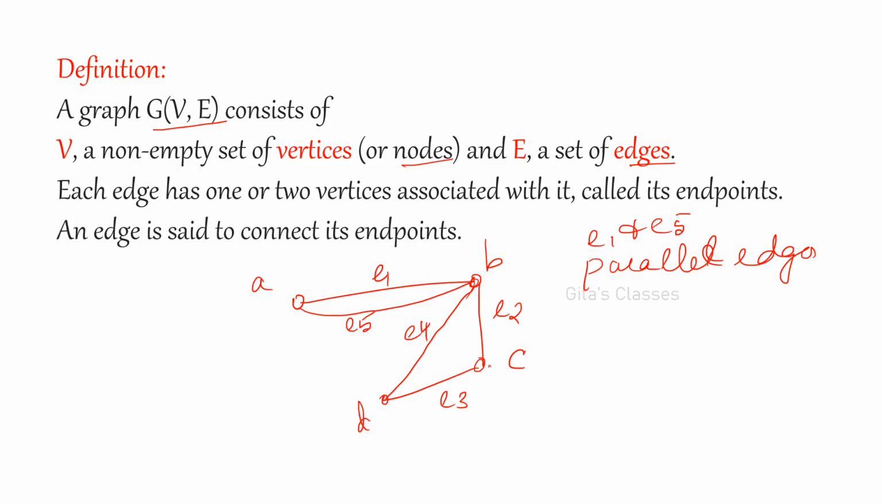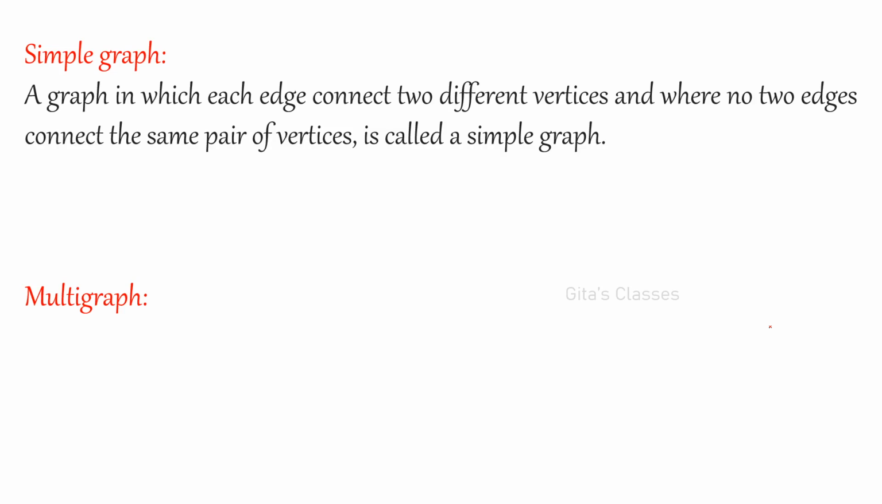And similarly, if you have an edge like this, this is E6. So E6 is joining C to itself. It is called a loop. Okay. So if a graph does not contain any loops or parallel edges, then it is called a simple graph.